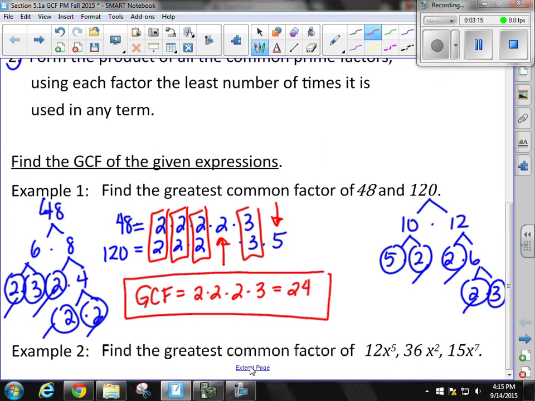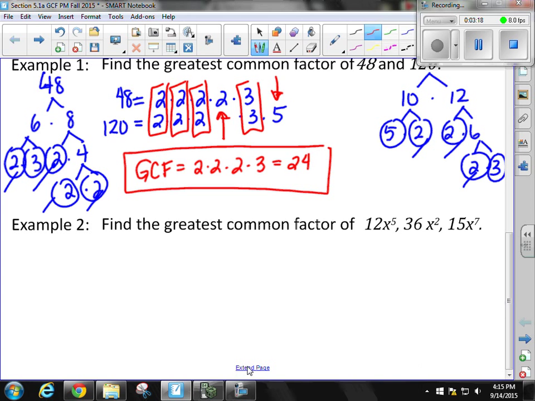In the next example, we have some variables in there. We're going to do the numbers the same way, but we'll do the variables a little bit differently. When you have 3 numbers, the greatest common factor program won't do all 3 at the same time. So oftentimes you want to do either 2 at a time or just look at these numbers. When I look at 12 and 36, I think of lots of different ways they can factor, but 15 factors only one way. It's 3 times 5.